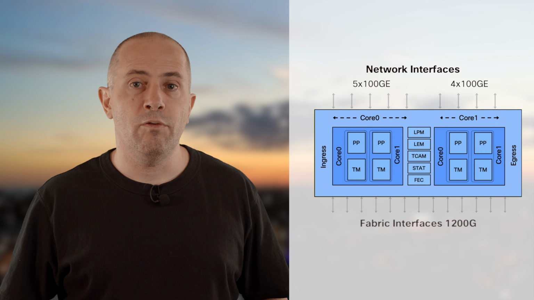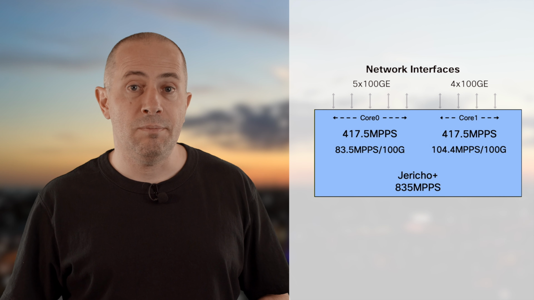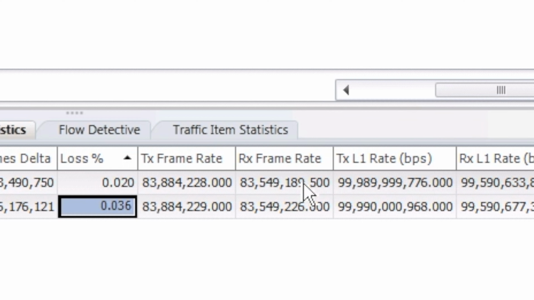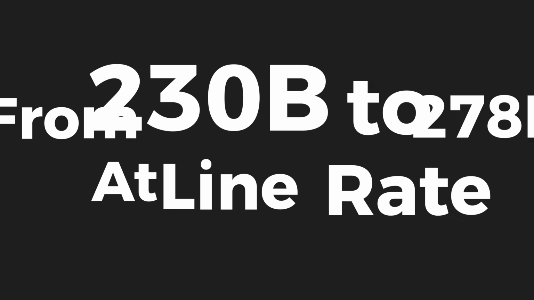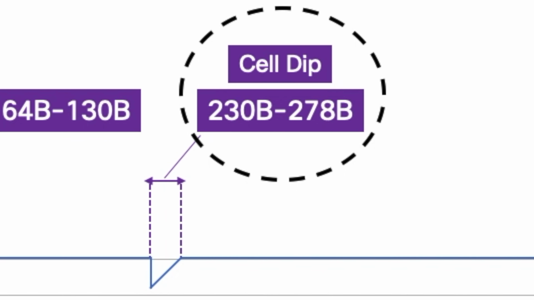Each core is capable of 417.5 million packets per second. Divided by 5, it's 83.5 Mpps per 100 GB port, which is indeed what we measured. The performance of the 4 other ports would have been 104 million packets per second, but it's something we cannot demonstrate with this topology. Now let's take a look at this dip between 230 bytes and 278 bytes.